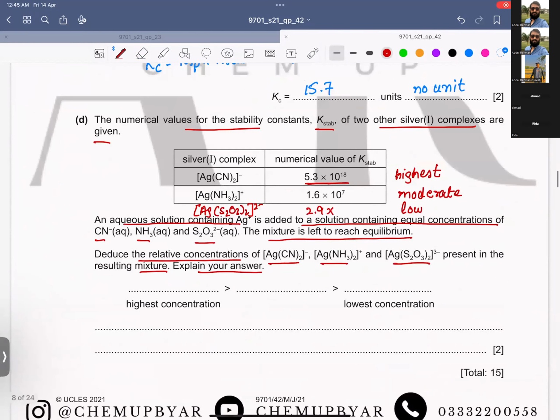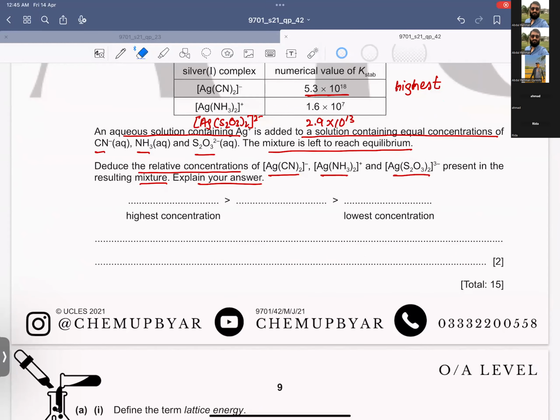So it means the K step value of the thiosulfate complex would be greater than ammonia. So it has a moderate concentration, which means its concentration must be higher than the ammonia complex concentration. And this one has the lowest concentration. Is this clear to everyone? Sure.